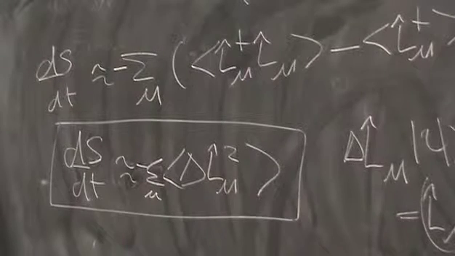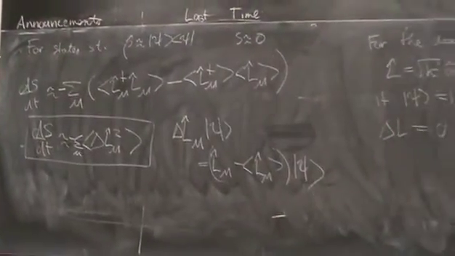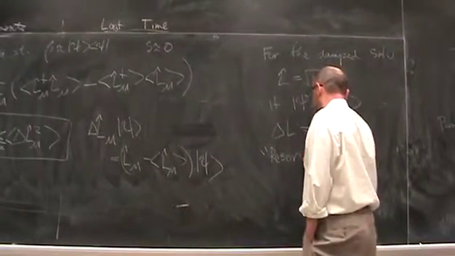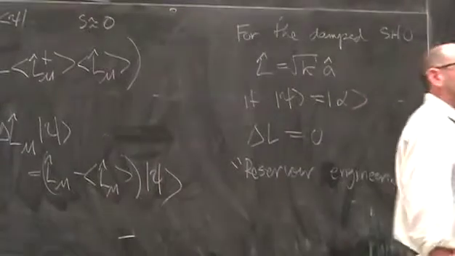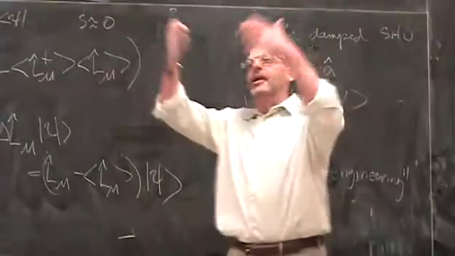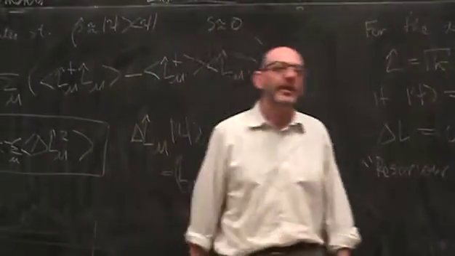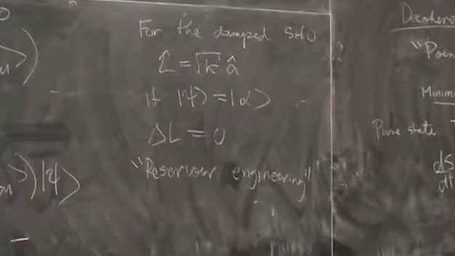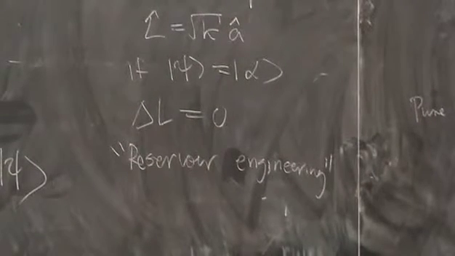So this idea has generated an industry for decades of trying to do what people call reservoir engineering. That is to say, if I want to protect some particular class of states from decoherence, can I do that by engineering the environment in which it sits? Engineering the couplings to that environment, giving that environment a certain structure such that there are a certain set of Lindblad operators associated with that bath that would then protect the state. It's a hard thing to do. I don't think it's ever really been done very successfully, but it's an interesting idea.